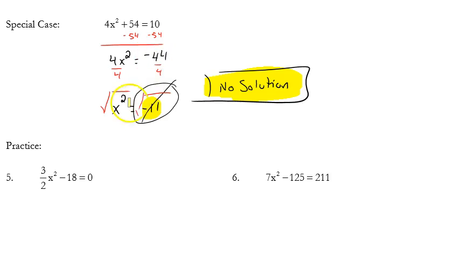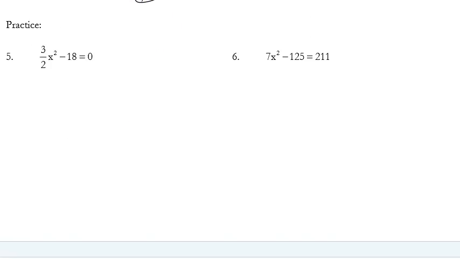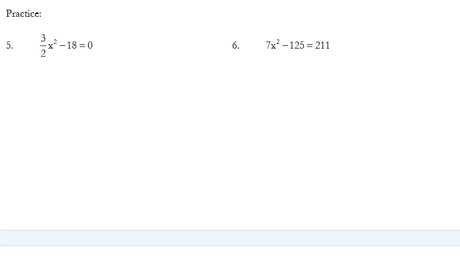So that's just showing you no solution, but also shows you you might have two steps. I want everybody to go ahead and pause and try numbers 5 and 6, please.